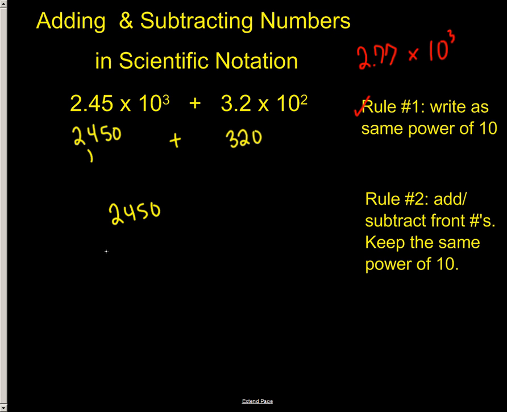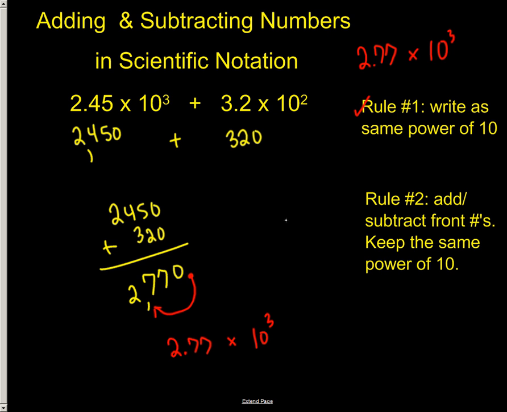Well, when we add these two numbers together, and if you want to use a calculator, fine, but if not, you can do it right here just as quick. We get 2,770. How can we write 2,770 in scientific notation? Let me get a red pen here. You have the decimal right here that was invisible, and we would slide it over 3 spots. So it's 2.77 times 10 to the third power. Same thing we had originally using this other method.